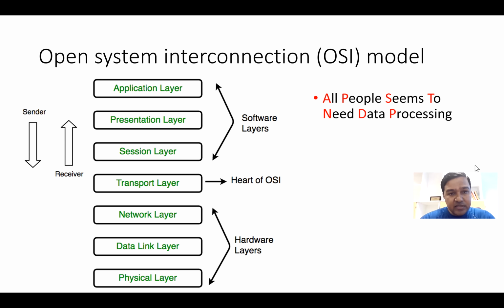And the first 3 layers, if you are coming from the sender side, from the top, are known as the software layers: application layer, presentation layer, session layer. Then there is the transport layer, which is the heart of the OSI model, which does a lot of tasks and gives interconnection between the bottom hardware layers and the top software layers. The hardware layers are the network layer, data link layer, and physical layer.